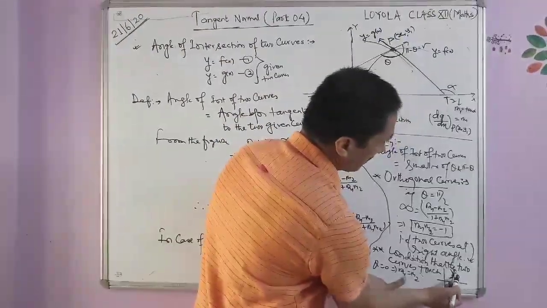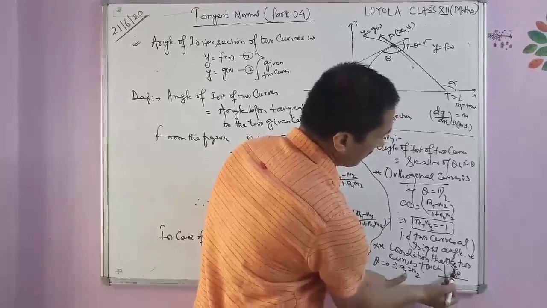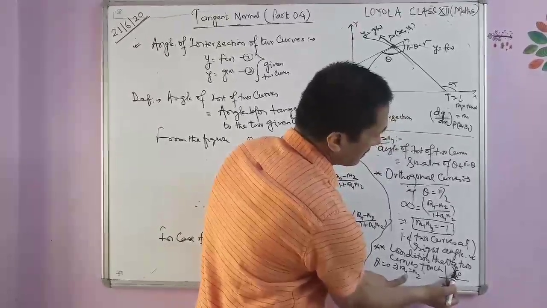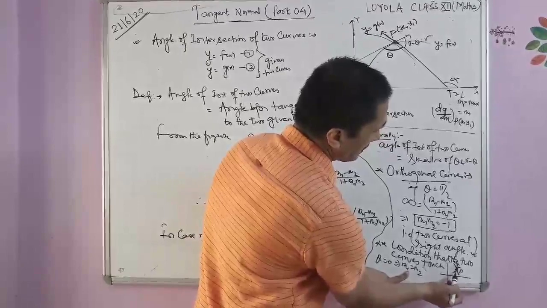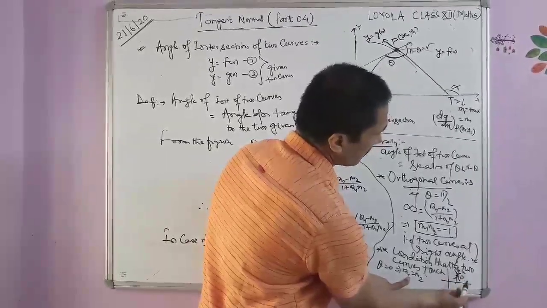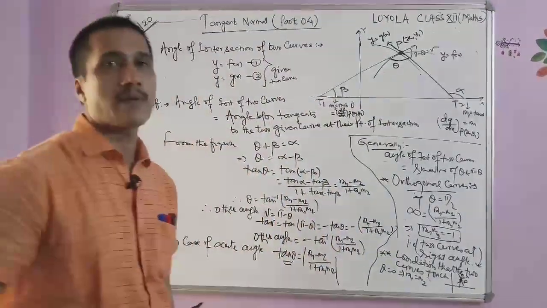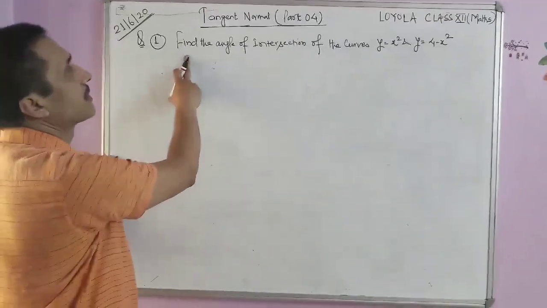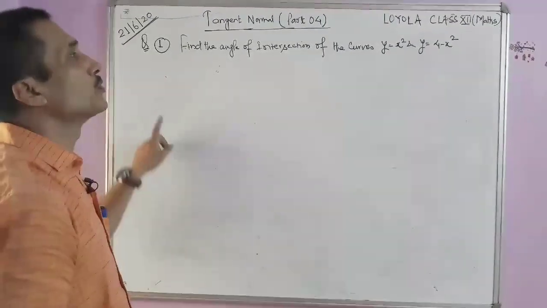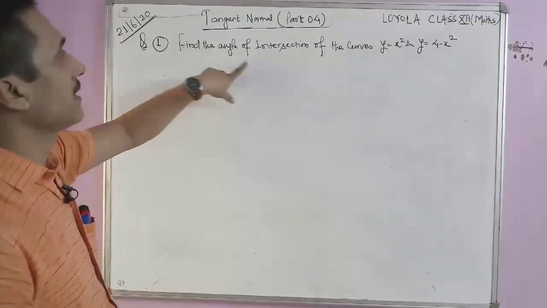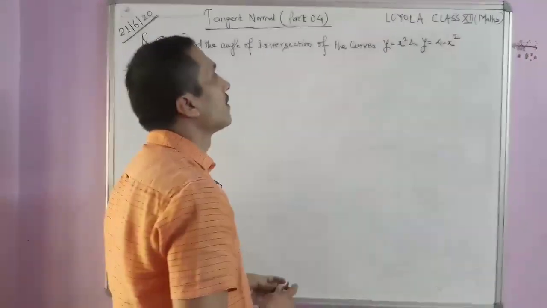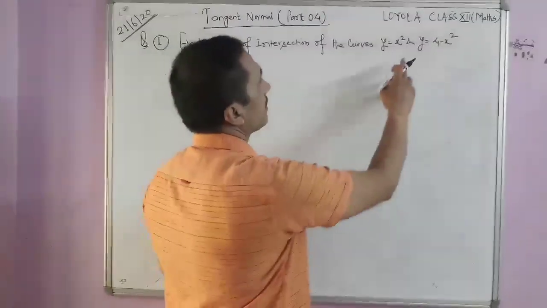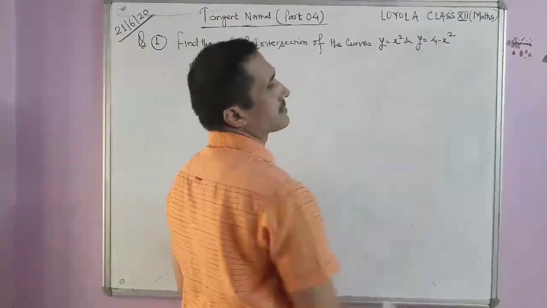This is the curve y equals f(x), this is the curve y equals g(x), touching each other at point P, and this is the common tangent PT. Now we take a question based on the angle of intersection of two curves. Find the angle of intersection of the curves y equals x square and y equals 4 minus x square.